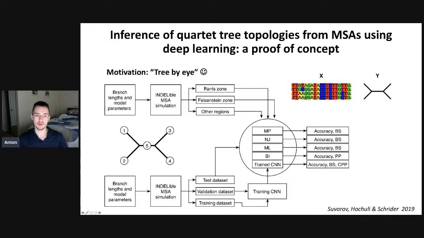On the top branch of the pipeline, we simulate data sets, and we want to validate our various algorithms and check their performance on that data set. We use maximum parsimony, neighbor joining, maximum likelihood, Bayesian inference, and again, our trained CNN. Our major criterion was accuracy, so we were comparing accuracies between those different methods. Also, we looked at reliability measures like bootstrap or posterior probabilities, and also the class membership posterior probability for CNN, and we'll see how we can get this reliability measure. It's actually pretty simple.